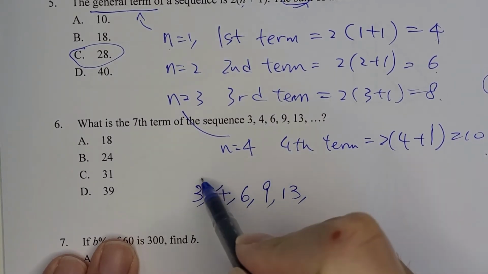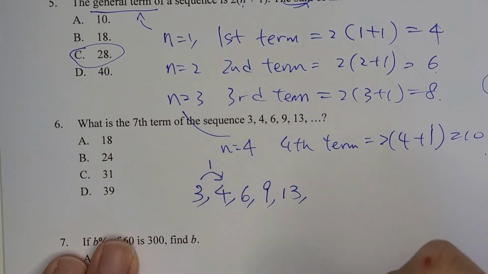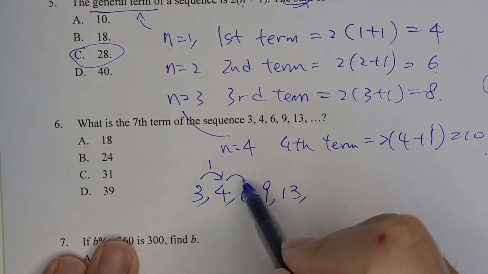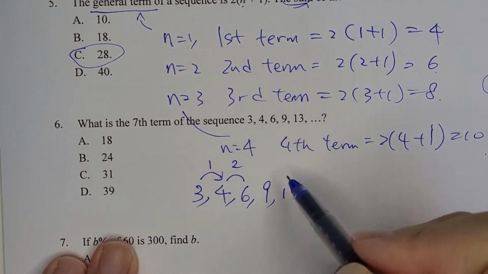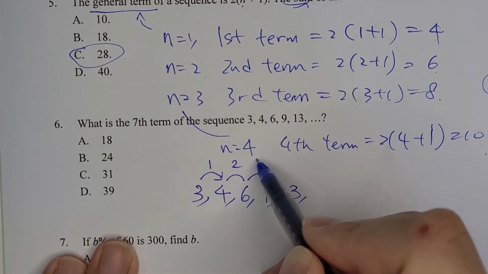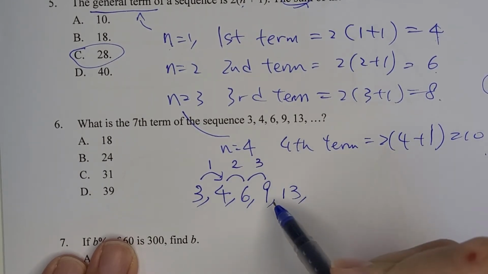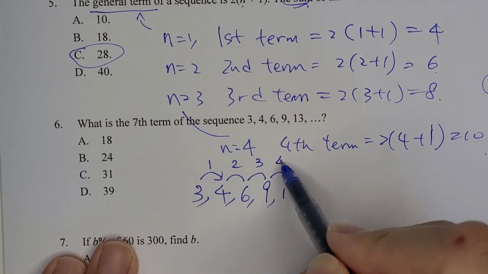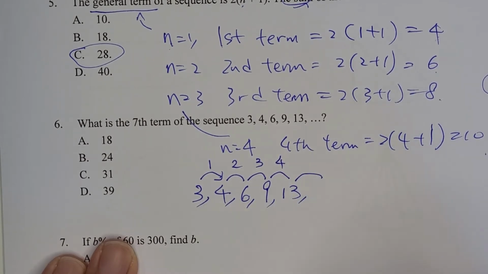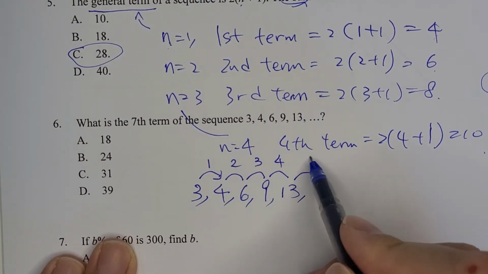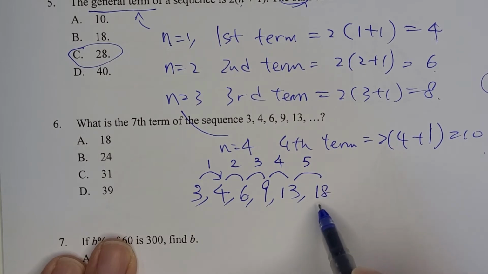Oh, you can see that from 3 to 4, you need to add 1. When 4 goes to 6, you need to add 2. From 6 to 9, you need to add 3. From 9 to 13, you need to add 4. So try to guess what number you should add here. Just look at the previous pattern. That should add 5. So that's 18, the 6th term.